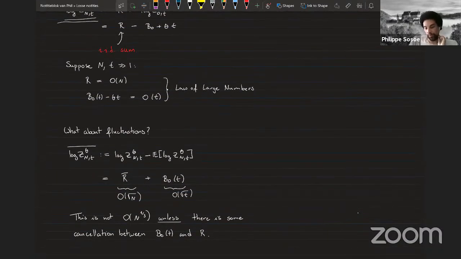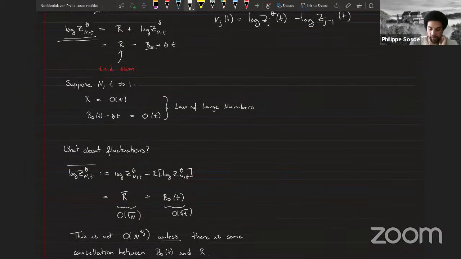Note that what we've done is rewrite log Z_{n,t} as a sum of two terms, namely the Brownian motion up here, and the R, that's the sum of IIDs. So after centering, we've written the quantity that we're interested in as essentially two sums of n and t IID random variables. Of course, the Brownian motion is continuous, but you can think of it as a sum of about t IID random variables. So we have two quantities of size square root of n and respectively square root of t, and we're hoping that their sum is of size n to the 1/3.